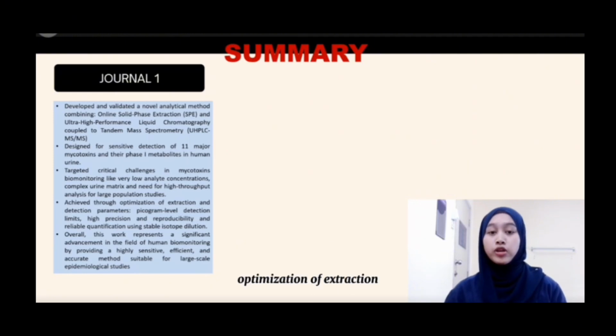Through careful optimization of extraction and detection parameters, the method achieved picogram level limits of detection, robust precision, and reliable quantification using stable isotope dilution. When applied to a set of urine samples from individuals in Zimbabwe, the technique demonstrated superior sensitivity compared to the previously used dilute and shoot method, which is DAS, identifying a higher number of positive samples. Overall, this represents a significant advancement in the field of human biomonitoring by providing a highly sensitive, efficient, and accurate method suitable for large-scale studies.